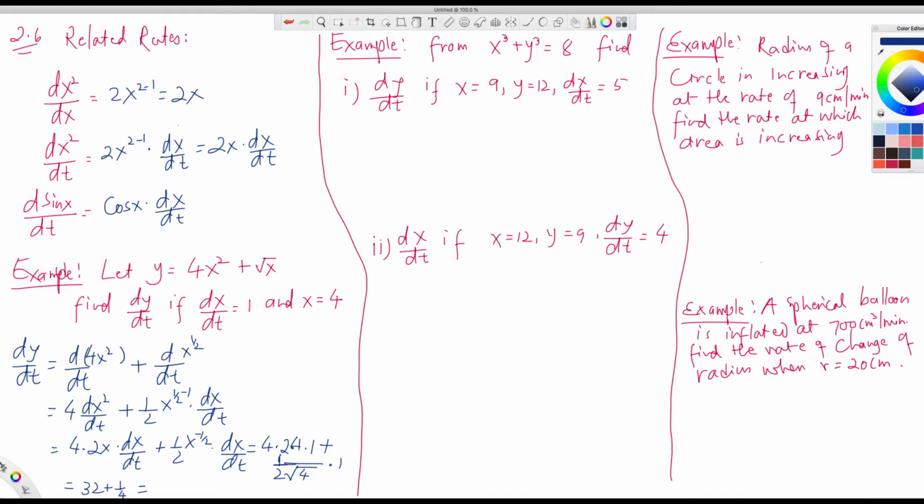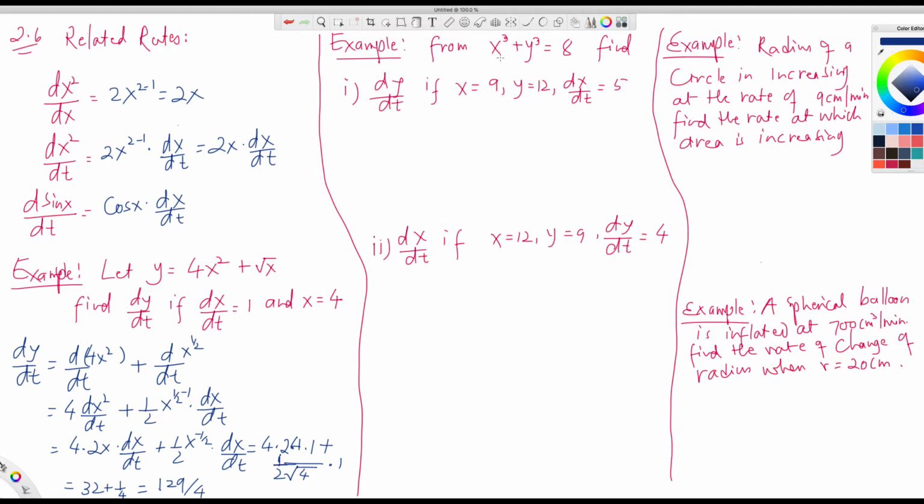If you simplify that, 32 times 4 is 128, plus 1 is 129, so you get 129 over 4. That is the final answer. Basically, your question will have y equal to some function of x, and you have to find the derivative with respect to t. Both dy over dt and dx over dt are involved; you find one and the other will be given to you.